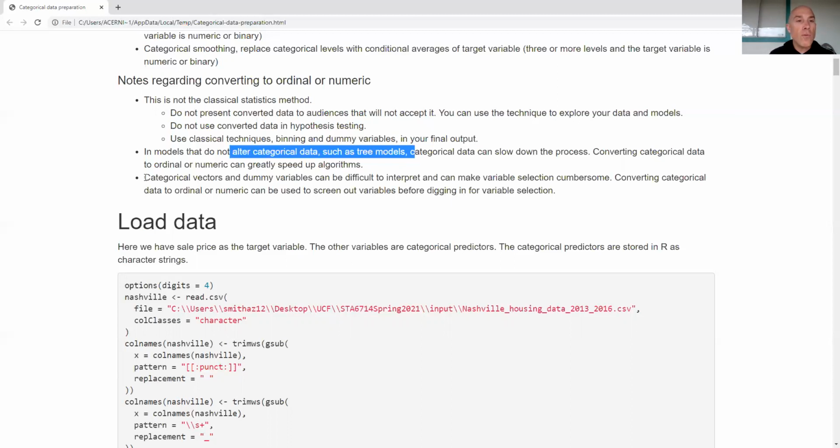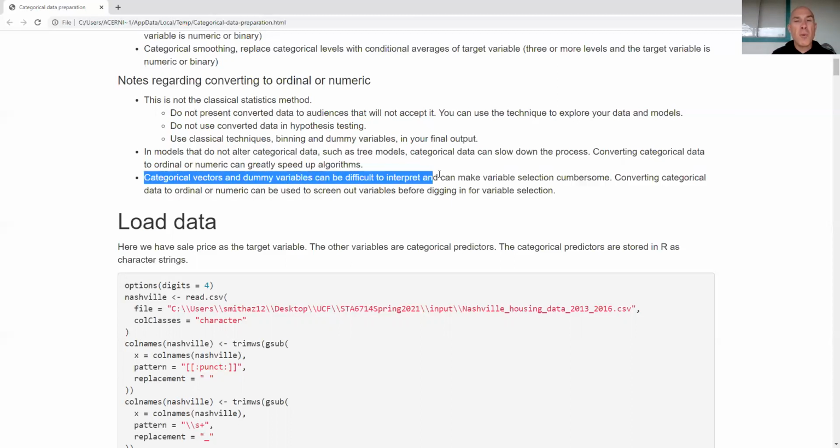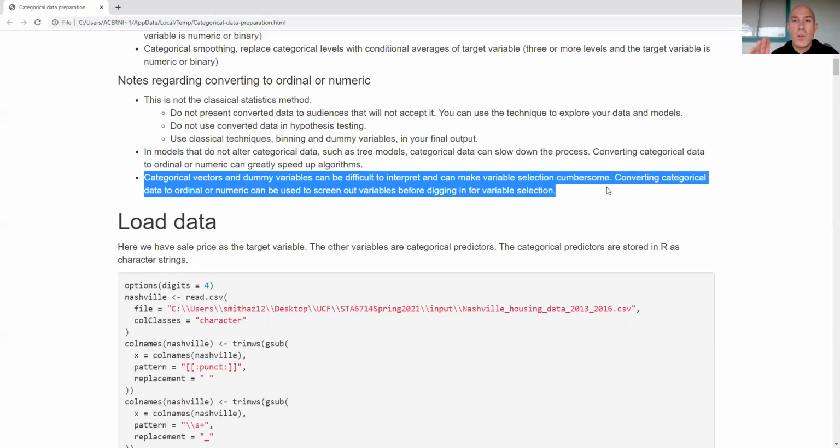Also, categorical vectors and dummy variables can be really difficult to interpret and can make variable selection nearly impossible. I find that you should use categorical smoothing for variable selection and then use dummy variables if it makes sense.